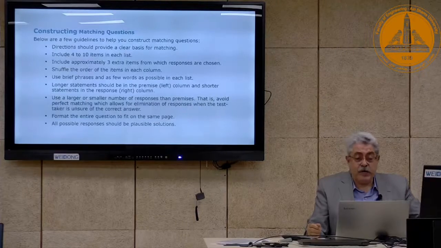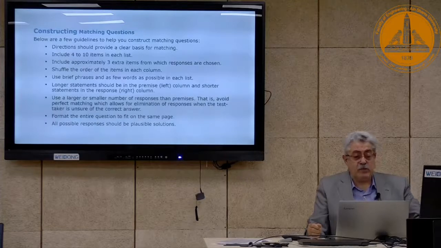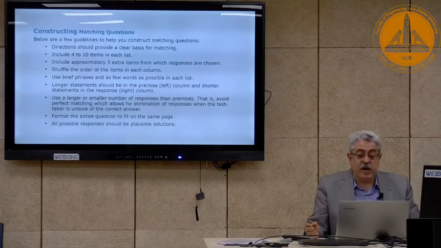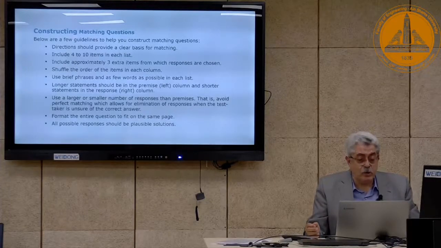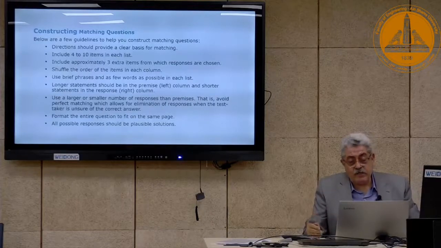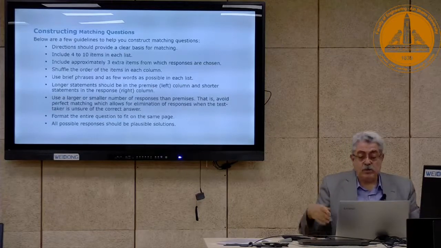Here we speak about constructing matching questions. These are guidelines, as we did before for the MCQ. Directions should provide a clear basis for matching. We include 4 to 10 items in each list. We include approximately 3 extra items from which responses are chosen. We shuffle the order of the items in each column. We use brief statements, as few words as possible, in each list. Longer statements should be in the premise or the left list column, and shorter statements in the response, which is the right column.